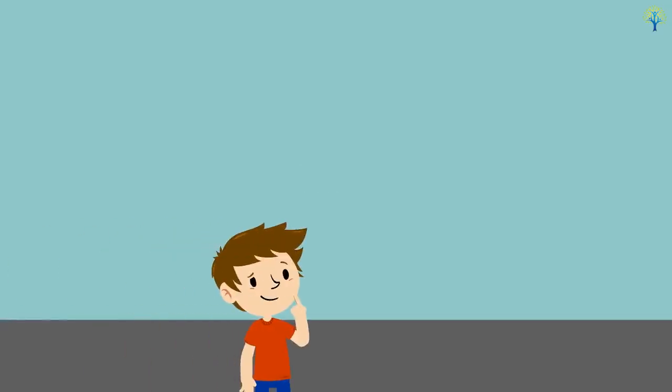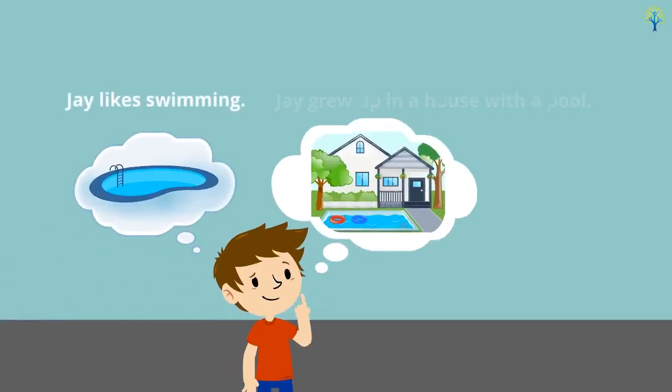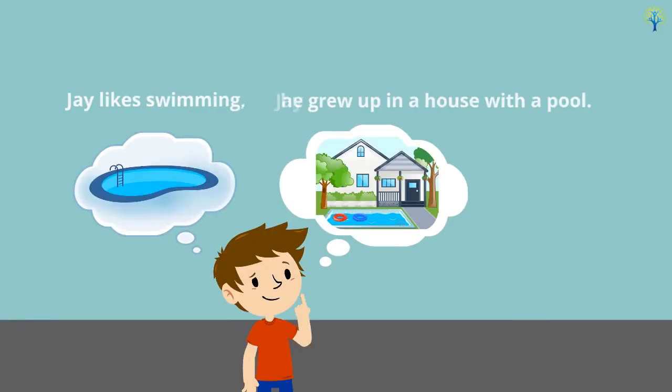There are 7 joining words used in different ways to form a compound sentence. Let us look at how they're used. Use for to join two sentences when the second sentence explains the first sentence. For example, instead of saying, Jay likes swimming, Jay grew up in a house with a pool, you can say, Jay likes swimming for he grew up in a house with a pool.